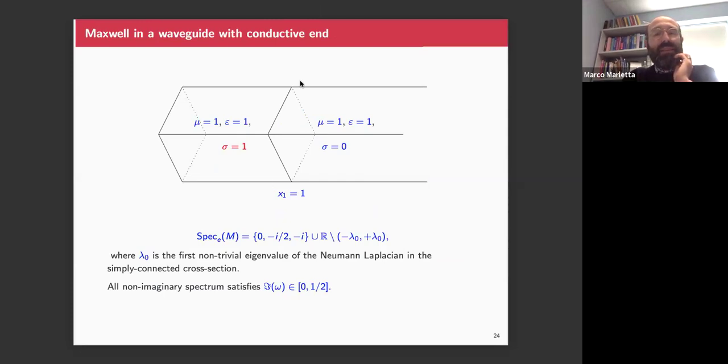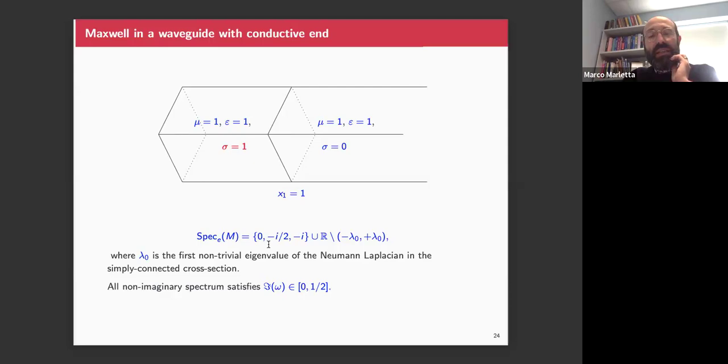So let's suppose we're working on a waveguide. This is meant to be a semi-infinite waveguide in R3. So in the first chunk of the waveguide up to x1 equals 1, we put all the parameters equal to 1. And then after x1 equals 1, we turn off the conductivity. So this region out here is insulating. So what does the essential spectrum of the Maxwell operator look like in this case?